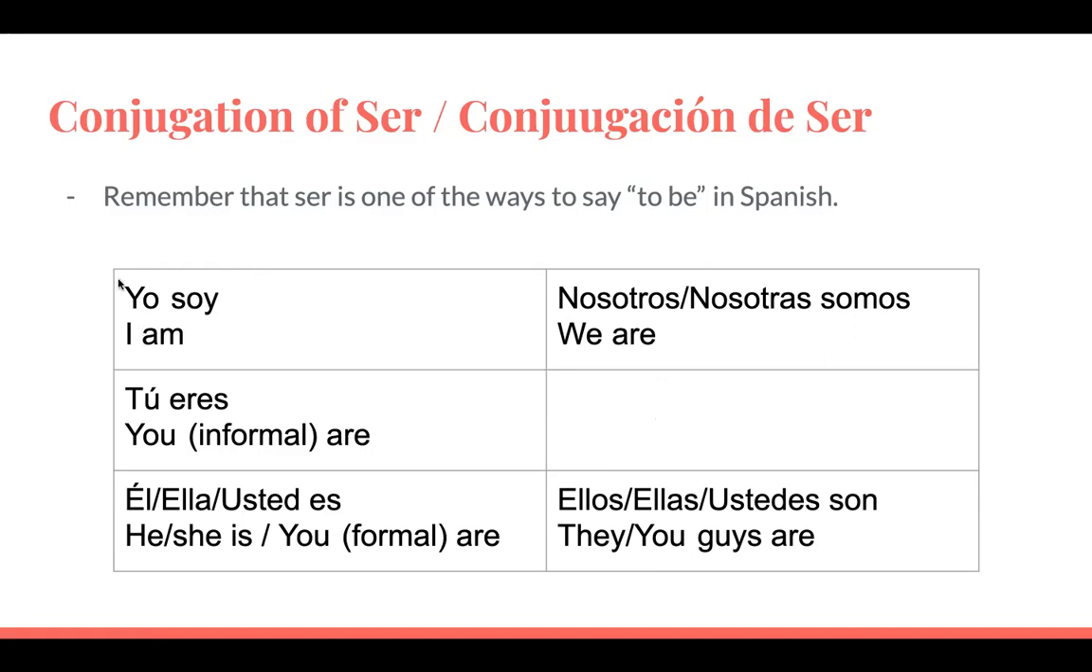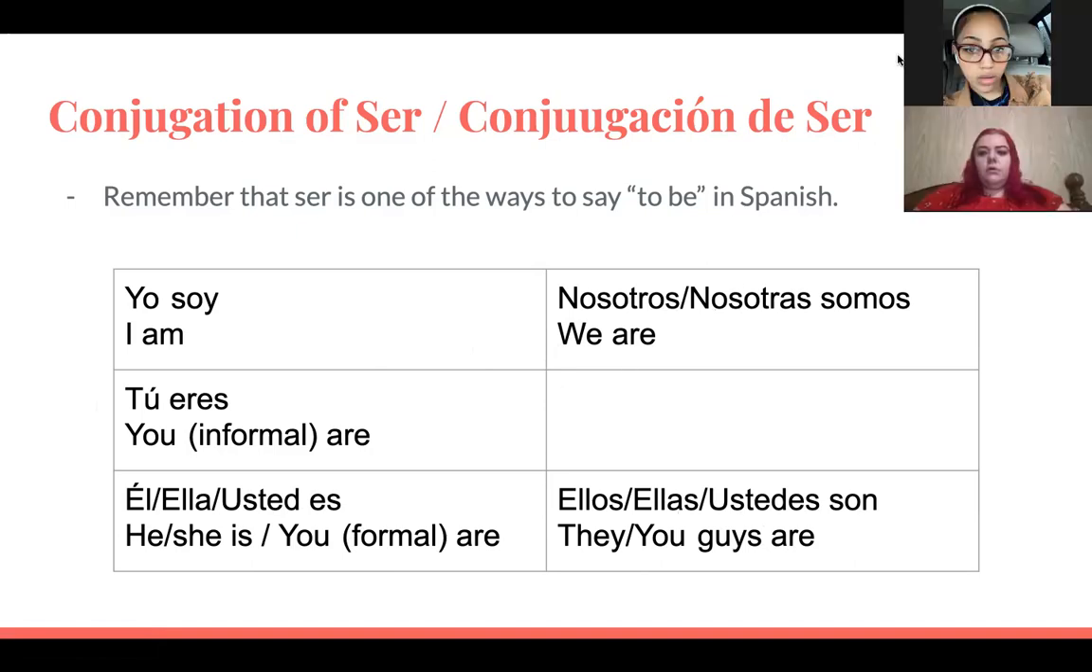Yo soy is I am. Tú eres is you are, and remember, tú is informal. Él es, ella es, usted es: he is, she is, or you are. Nosotros or nosotras somos is we are. Ellos son, ellas son, and ustedes son, which is they are or you guys are. Does this make sense to you? Yes. Okay, good.